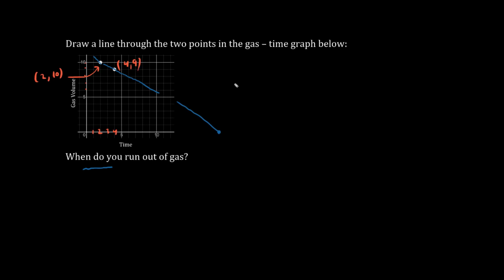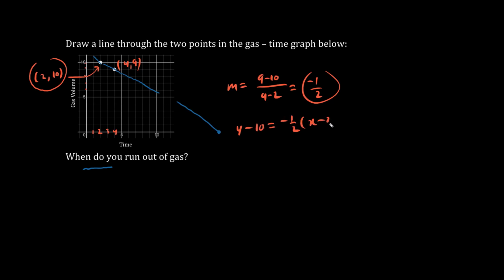Let's find the equation. The slope is rise over run. We have 9 minus 10, and we have 4 minus 2. So we have negative 1 over 2 as the slope. We can use either point. We'll just use the first point using slope-point form: y minus y1 equals the slope times x minus x1. If we want to, we can even rewrite this in slope-intercept form.